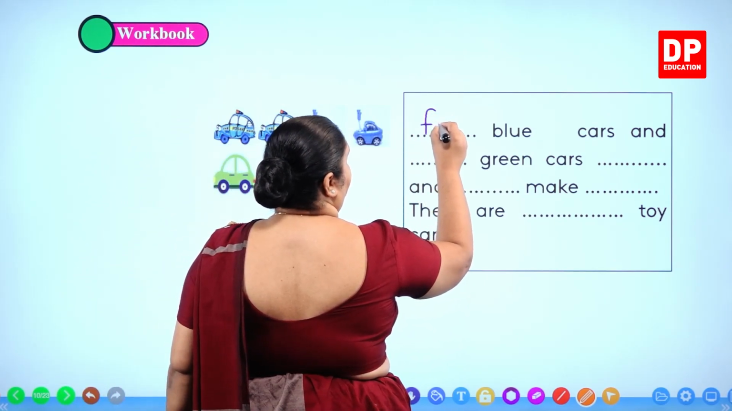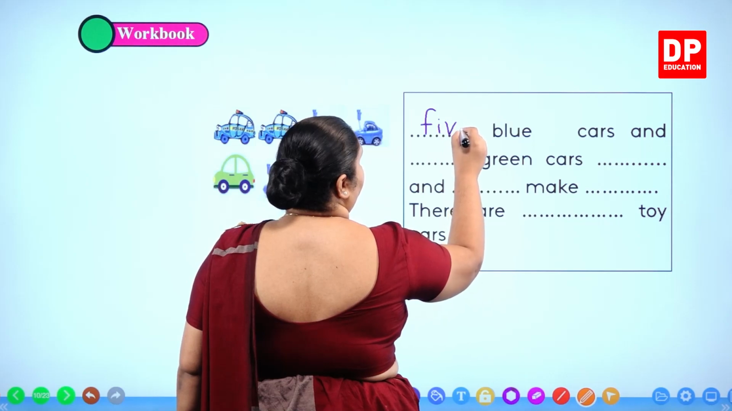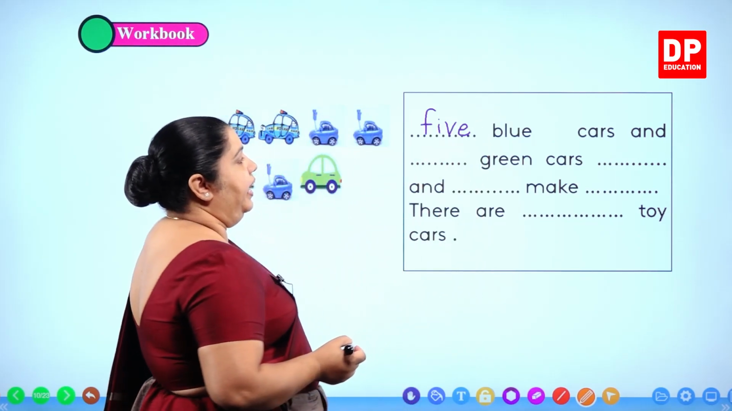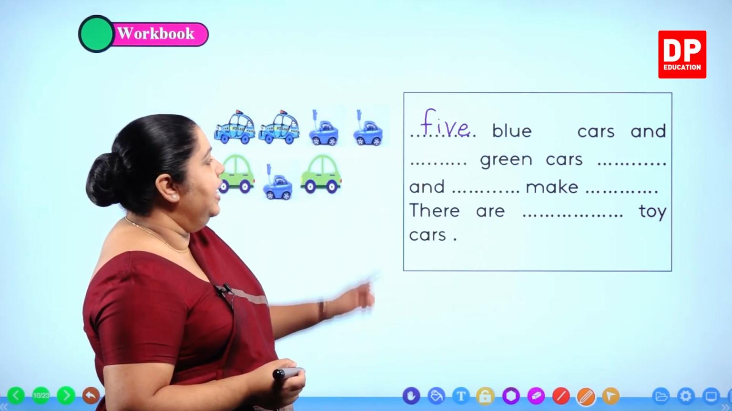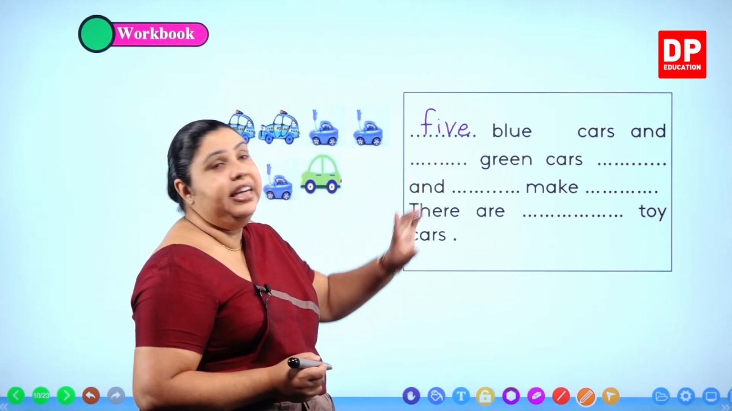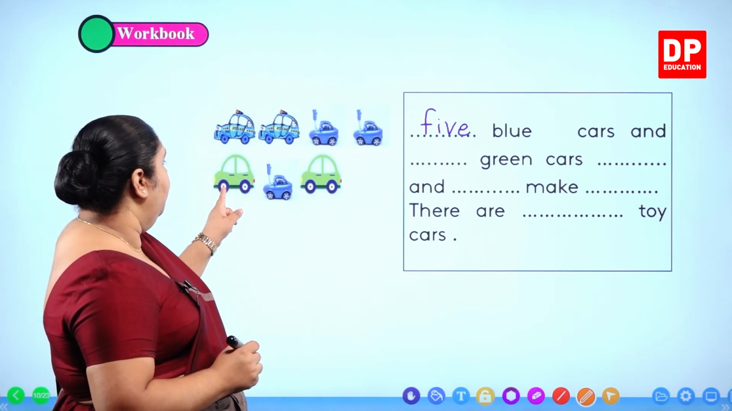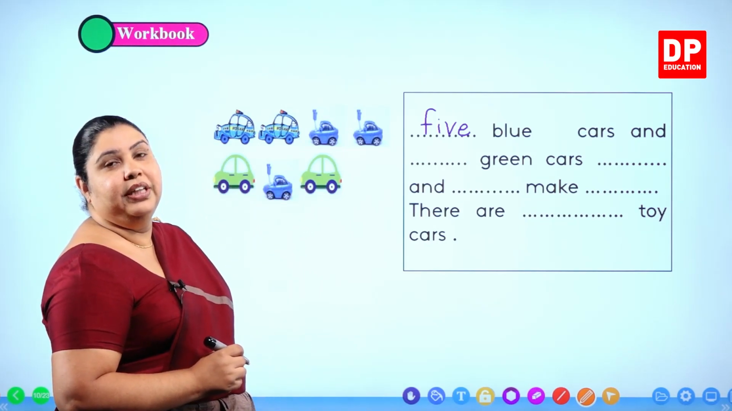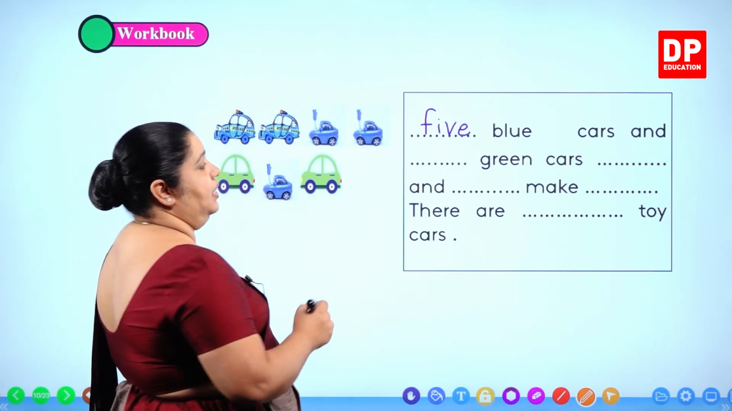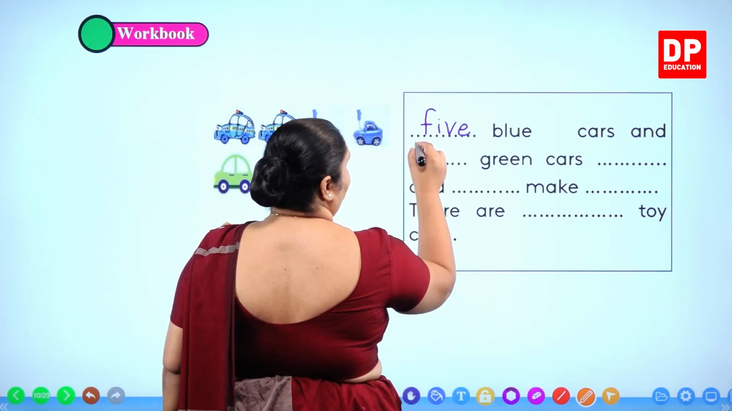F I V E. 5 blue cars and blank green cars. On a green කොළ පාට cars කීයක් තියෙනවද පුතේ? 1, 2. There are 2 green cars. How do we write the word 2?